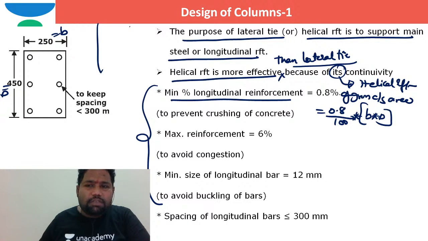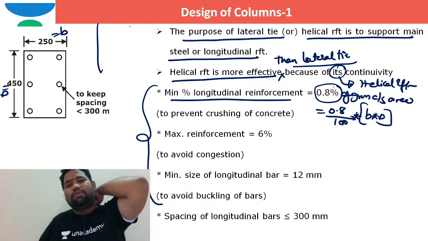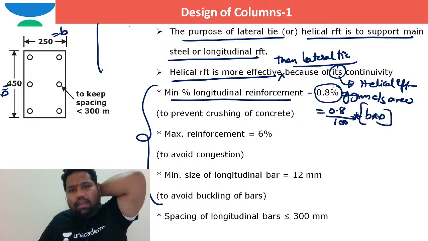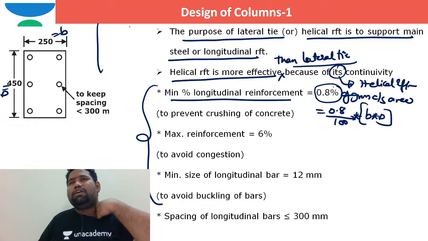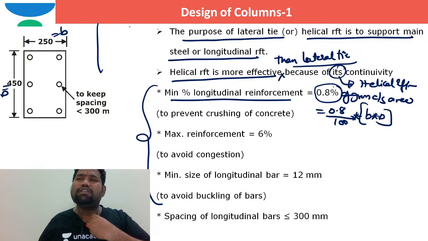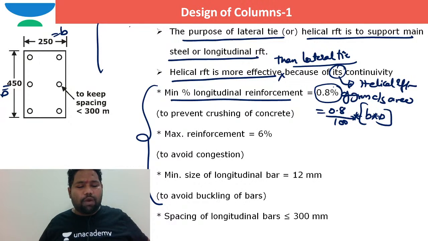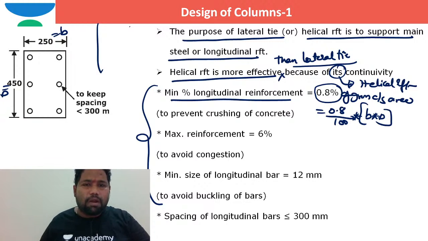Why we need to provide this minimum percentage of steel reinforcement, brother? If I don't provide this minimum percentage of steel reinforcement, then definitely concrete will get crushed. Failure of concrete is always a bad thing. It is a brittle failure. In order to avoid that brittle failure, in order to stop crushing of concrete, I need to provide a certain minimum percentage of this longitudinal reinforcement to prevent crushing of concrete, right?